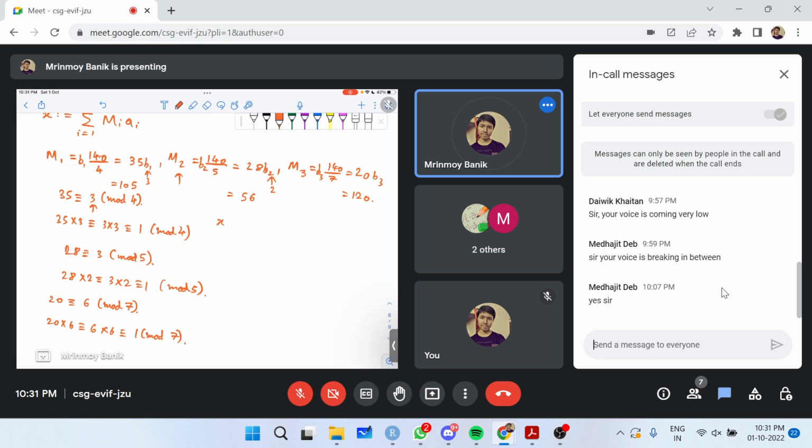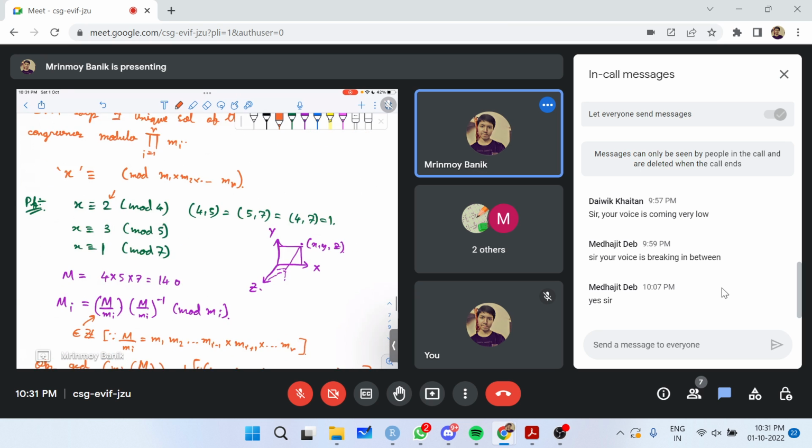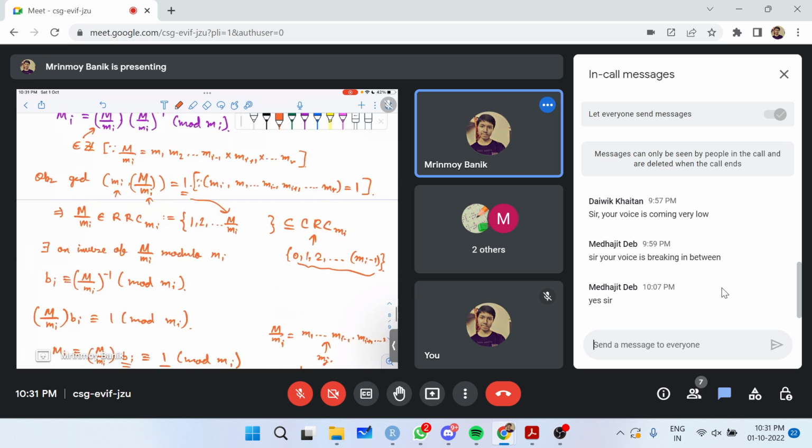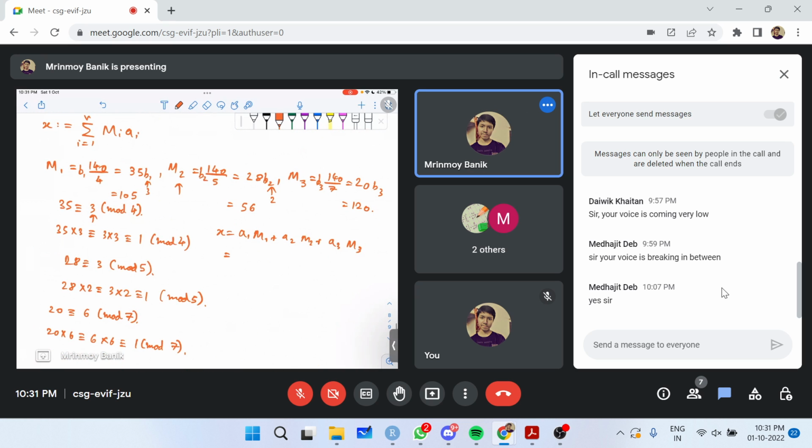Now we can find x equals A1 M1 plus A2 M2 plus A3 M3. A1 is 2, A2 is 3, A3 is 1. So 2 times 105 plus 3 times 56 plus 1 times 120. I guess it adds up to 498.